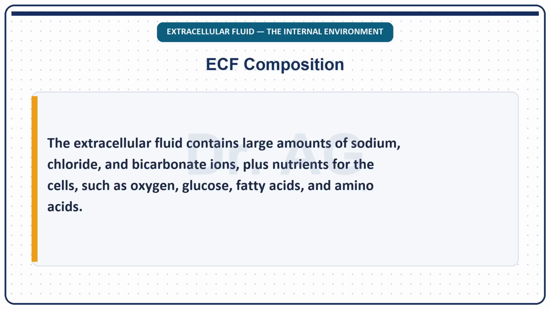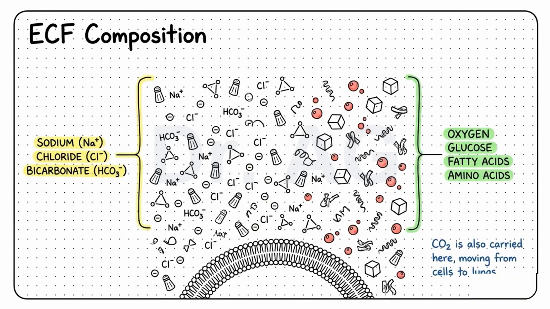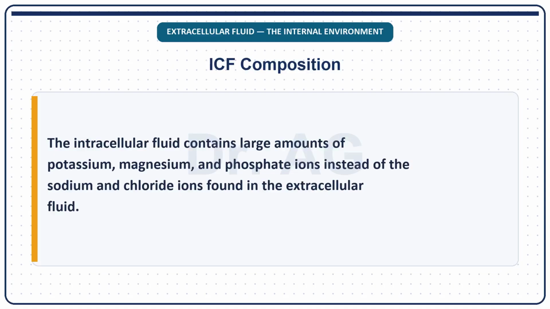The extracellular fluid contains large amounts of sodium, chloride, and bicarbonate ions, plus nutrients for the cells, such as oxygen, glucose, fatty acids, and amino acids. It also carries the nutrients cells need, and it removes carbon dioxide from the cells. The intracellular fluid contains large amounts of potassium, magnesium, and phosphate ions instead of the sodium and chloride ions found in the extracellular fluid.